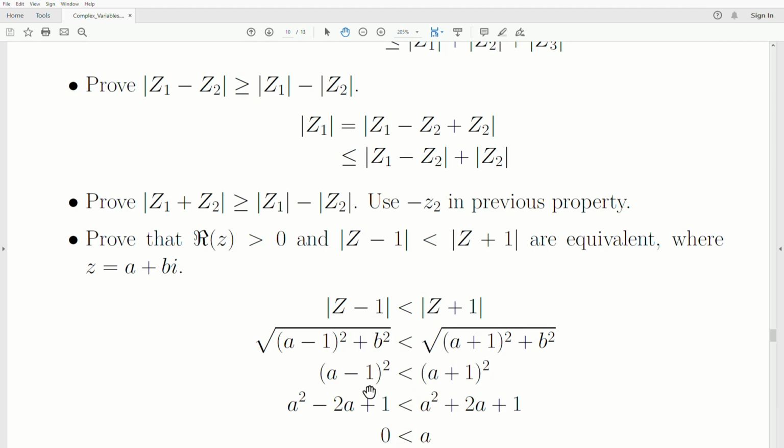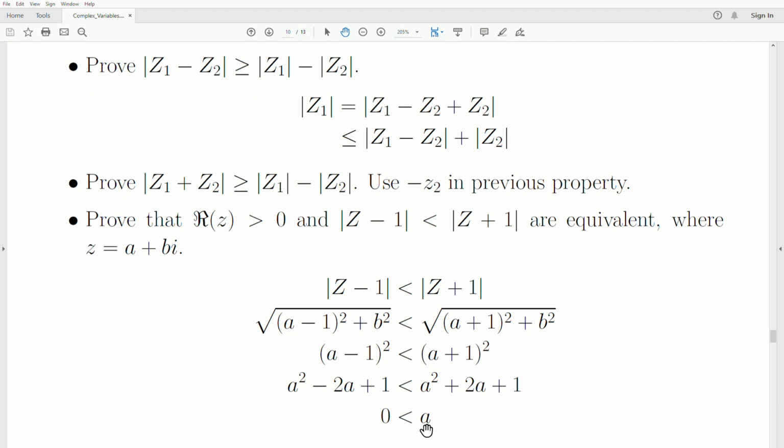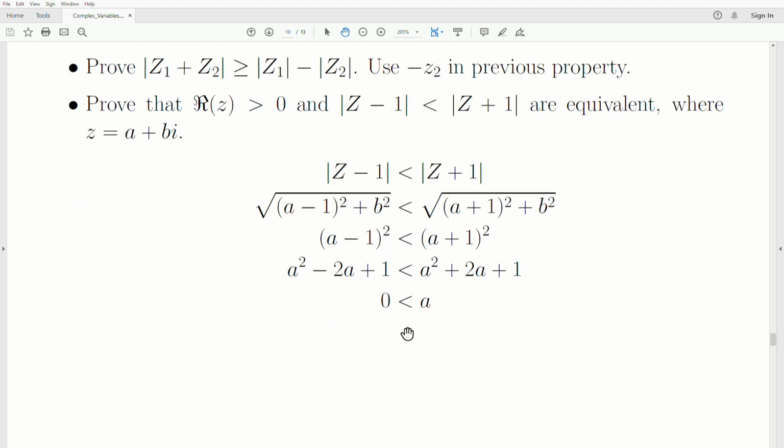We square both sides, subtract b squared from each side, we get this. Multiply this quadratic out, we get this. The a squareds cancel, 1's cancel, minus 2a plus 2a, take it over, divide by 4, we get a is greater than 0, which is exactly the real component greater than 0. And that's what we wanted to show. And then also you can back trace it and show that it is equivalent.